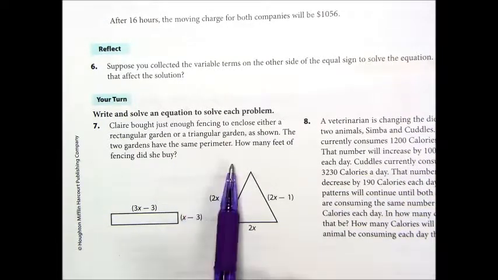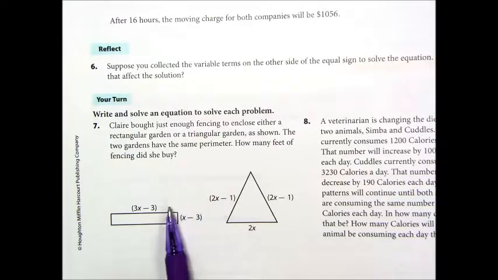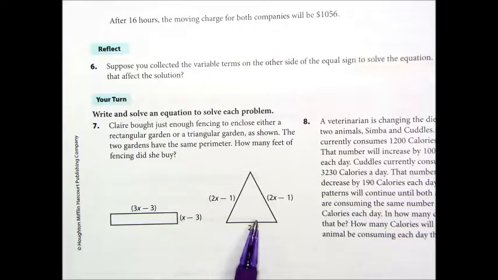So the key word in this question is same. We know the perimeter of the rectangle is the same as that of the triangle.